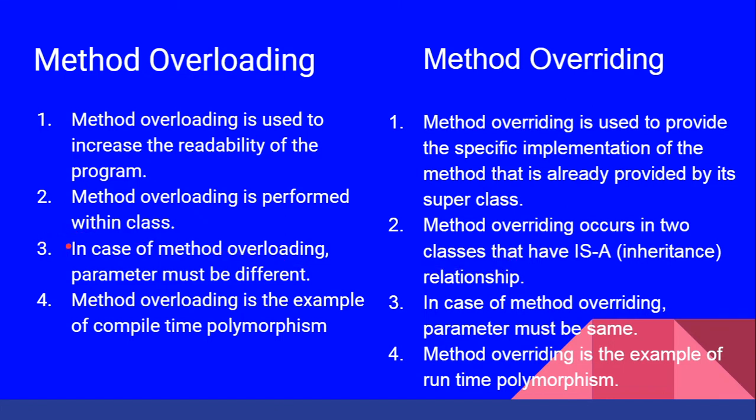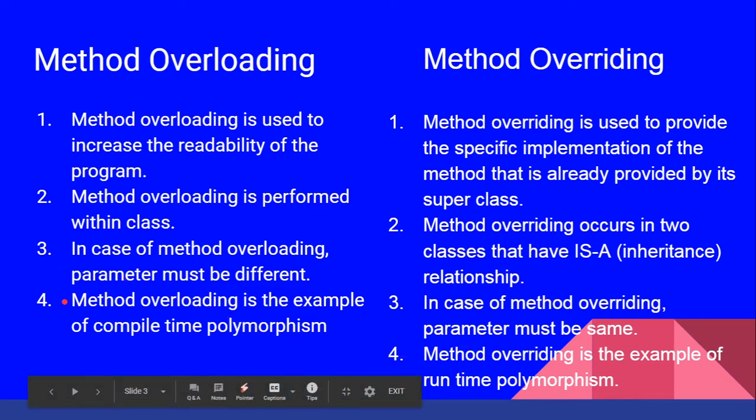The third one is that in method overloading, parameters must be different. The difference may be in the number of parameters or the types of parameters. But in method overriding, the parameters must be the same. So the name and the parameters are the same, only the location is different. That means the location of the method in the parent class and the same method in the child class.